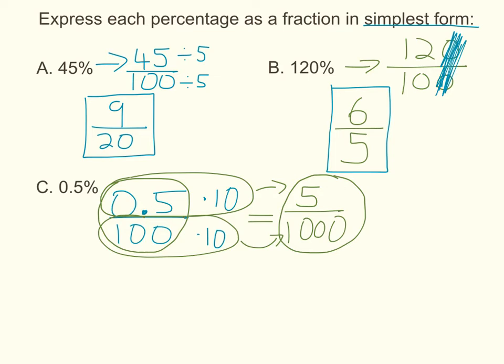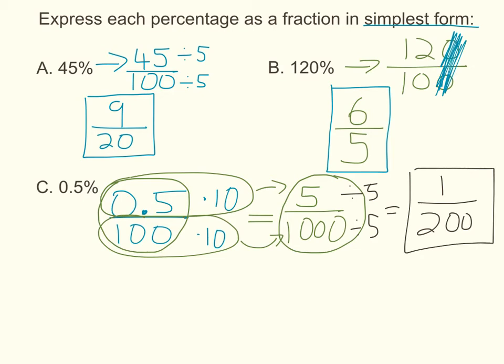But that's still not quite in simplest form. I can divide both of these by 5, and I will end up with 1 over 200. And that is 0.5% as a fraction in simplest form.